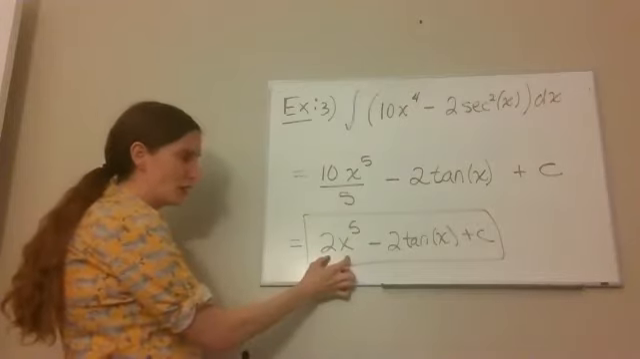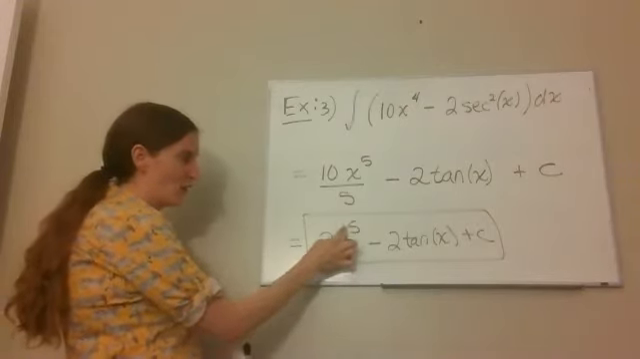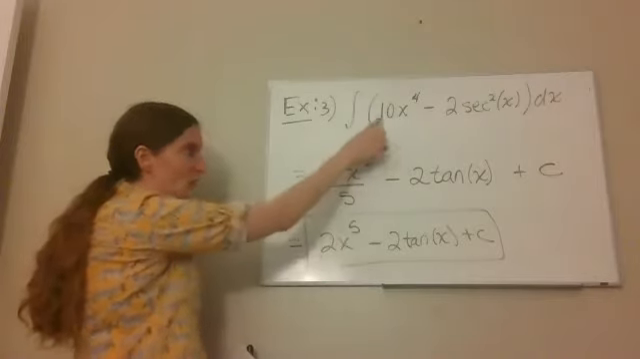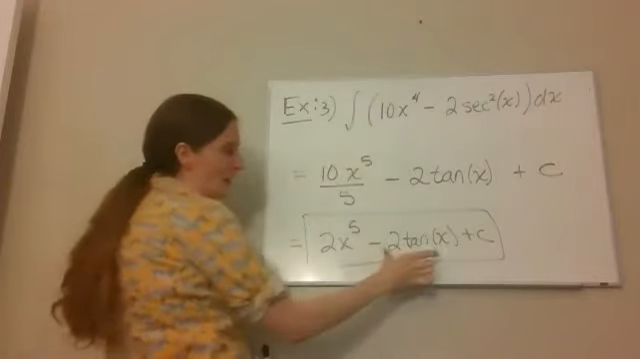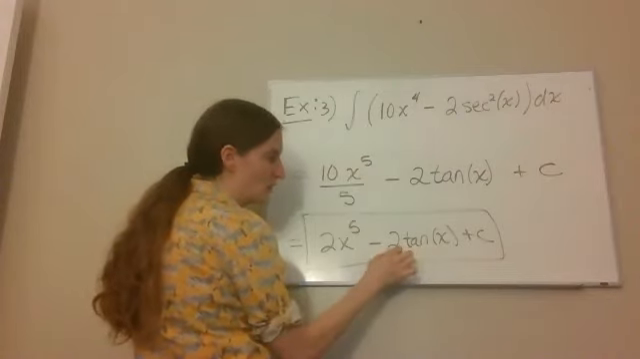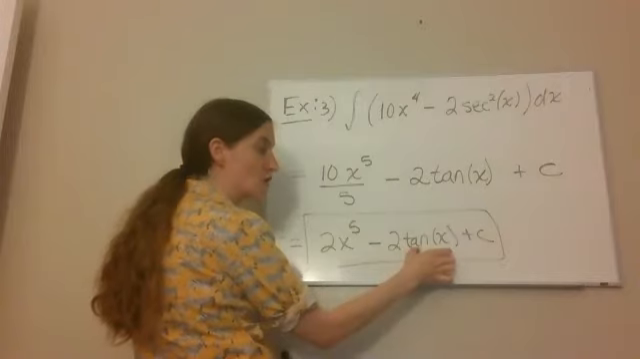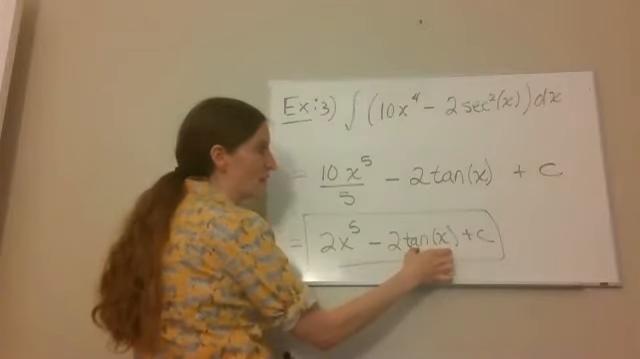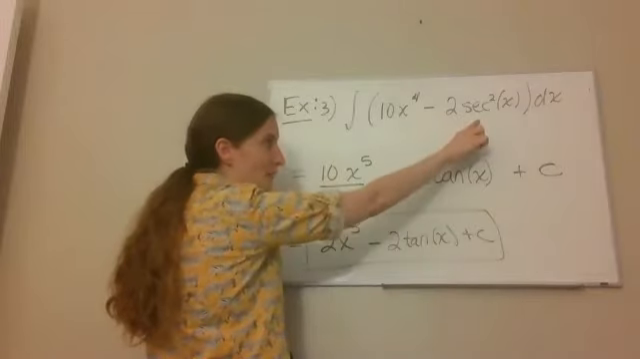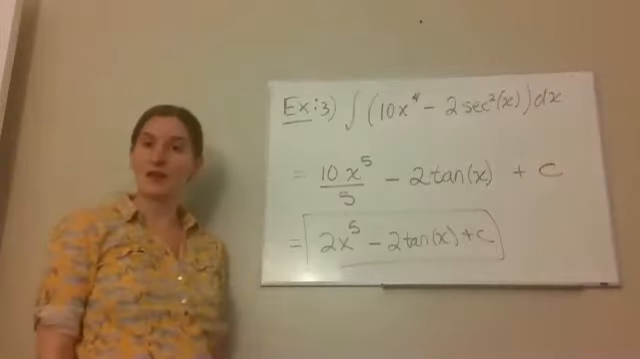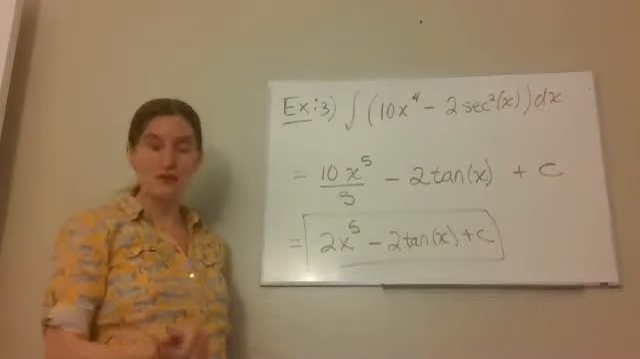The derivative of 2x to the 5th, 5 would come down and multiply, and I'd get 10x to the 4th. That matches right up there. And the derivative of the minus 2 tangent would be minus 2 times the derivative of tangent, which is secant squared. So I'd have minus 2 secant squared of x, which is right there. And the derivative of our constant is 0, which is why I don't have anything up there for that. This does check out.